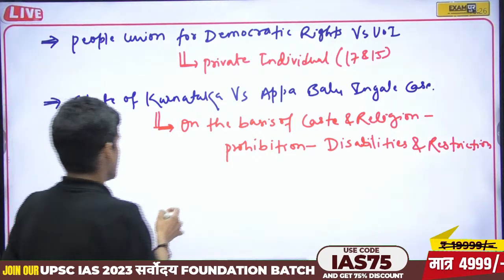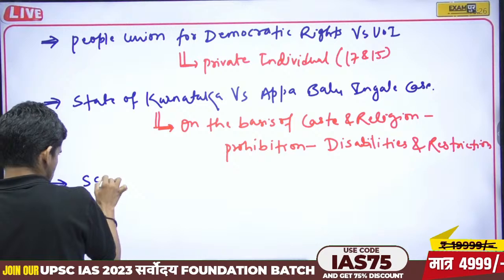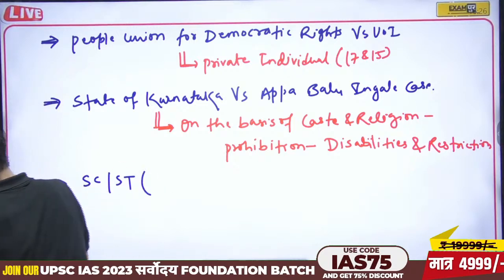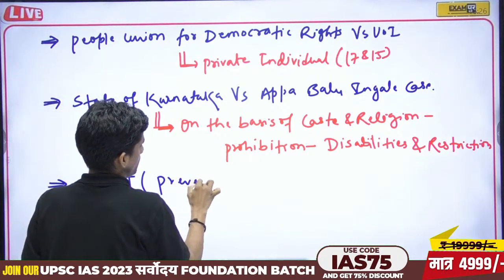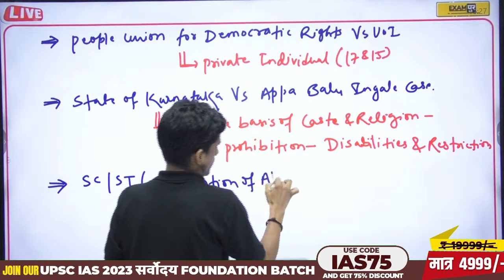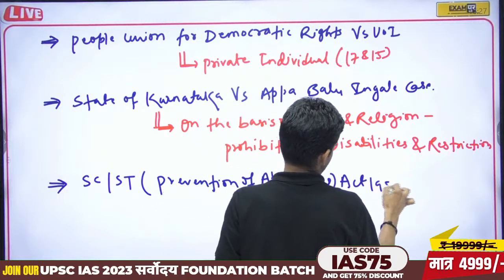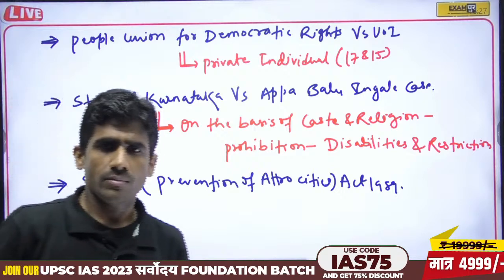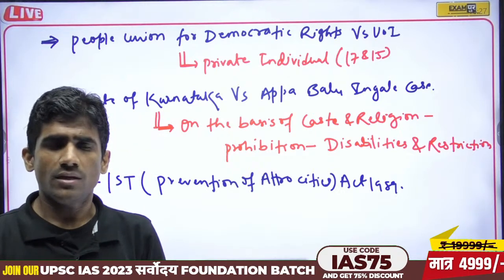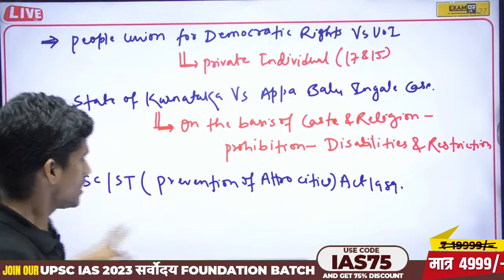Now we have the next case, which is again very important. SC means Scheduled Castes, Scheduled Tribes. The Prevention of Atrocities Act, 1989, is basically for the protection of the Scheduled Castes and Scheduled Tribes, and how they are relieved and included under the SC/ST categories. That is all about this judgment.